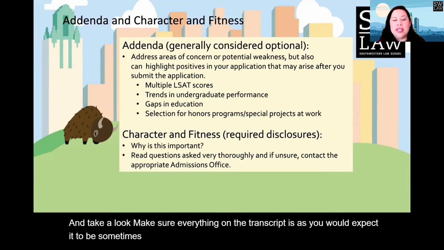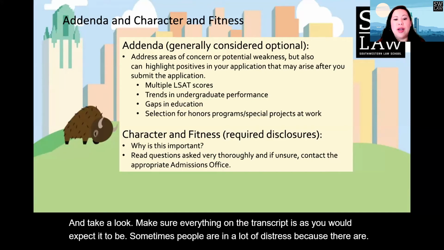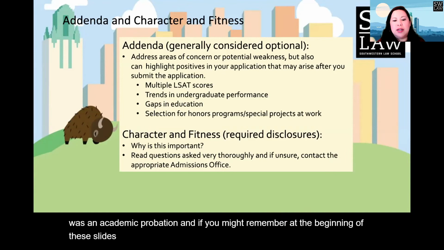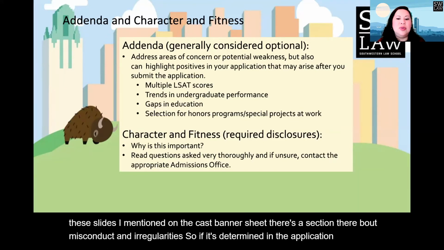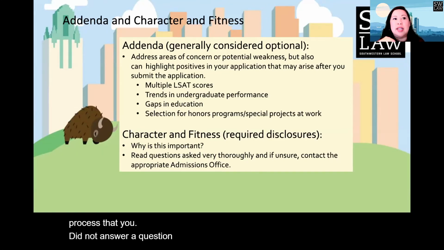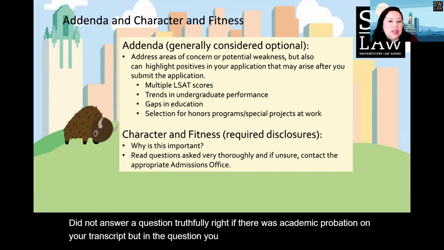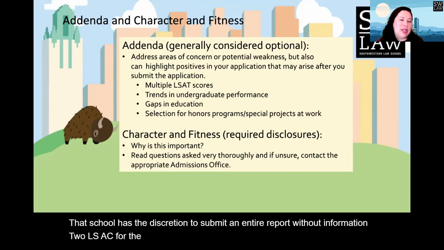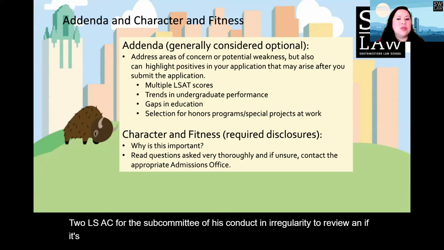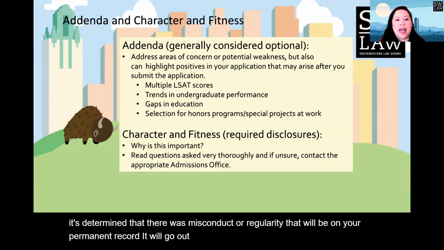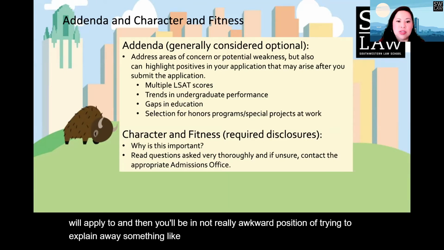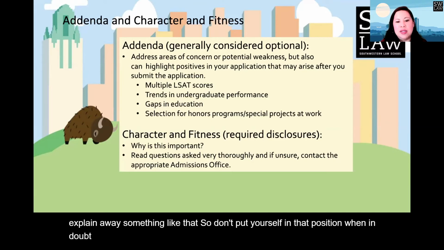Sometimes people are in a lot of distress because there are withdrawals on there that they didn't know of or didn't remember. There was an academic probation. And if you might remember at the beginning of these slides, I mentioned on the CAS banner sheet, there's a section there about misconduct and irregularities. So if it's determined in the application review process that you did not answer a question truthfully, right? If there was academic probation on your transcript, but in the question you said no, that school has the discretion to submit an entire report with that information to LSAC for the subcommittee of misconduct and irregularity to review. And if it's determined that there was misconduct or irregularity, that will be on your permanent record. It will go out to every law school you have ever applied to or will apply to. And then you'll be in that really awkward position of trying to explain away something like that. So don't put yourself in that position. When in doubt, disclose, know what's there, and be very forthcoming.